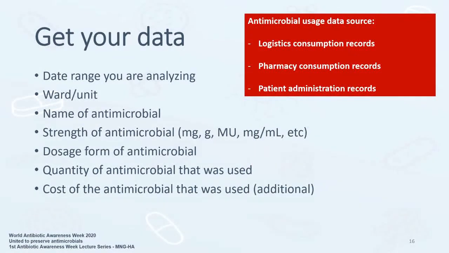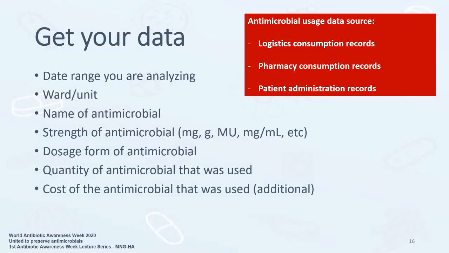So one important question I recurrently get is, what kind of antimicrobial usage data can you get? Of course, you can see here in the red on the right-hand side, you have logistics consumption records, which basically means your purchasing data. How many vials of meropenem have you purchased in the past year? Pharmacy consumption records may be more accurate because they may reduce any risk of including, let's say, meropenem that was expired. So it's actual pharmacy consumption records.